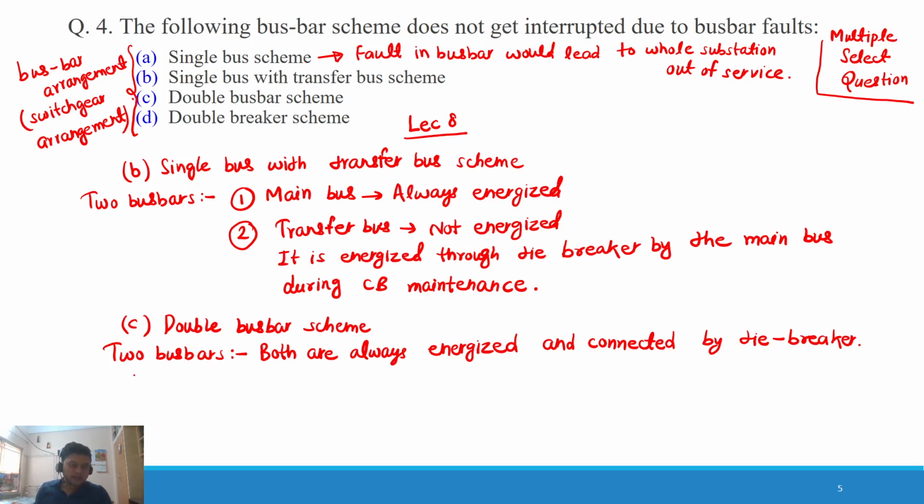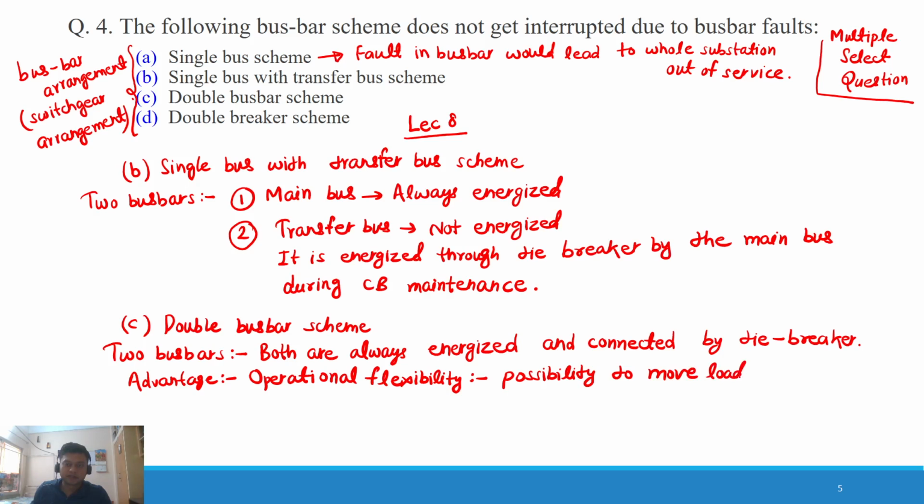So that's why it provides operational flexibility. So the advantage of this double bus bar scheme, you can write, is operational flexibility, that you are having the possibility to move loads between buses.